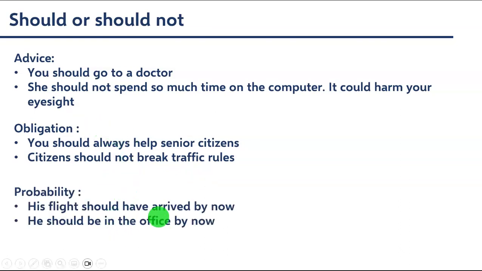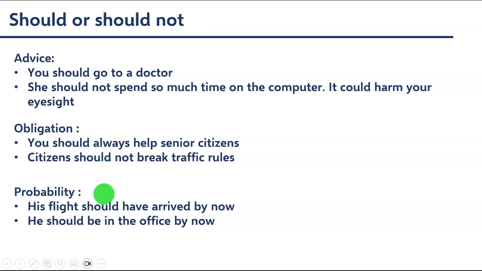Possibility. His flight should have arrived by now, right? He should be in the office by now, right? It can be used to express probability. Sorry, not possibility, probability, right? So these are the 3 situations where you can use should. It can be used for advice, it can be used for obligation, and it can be used for probability.